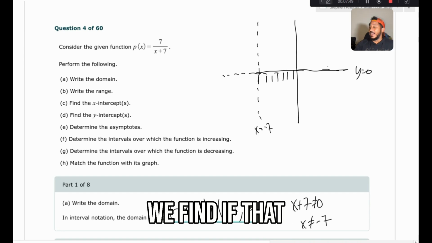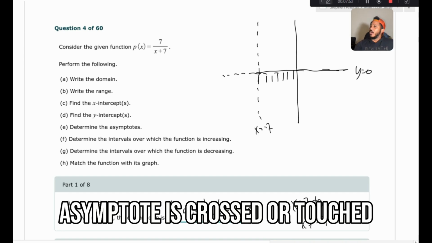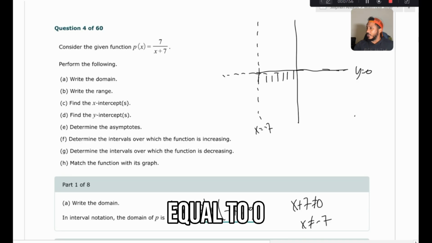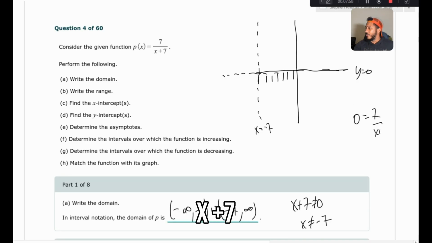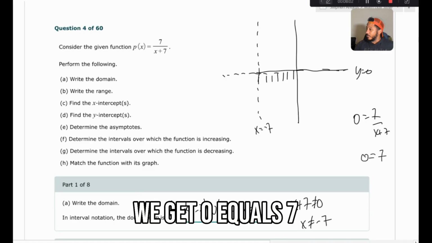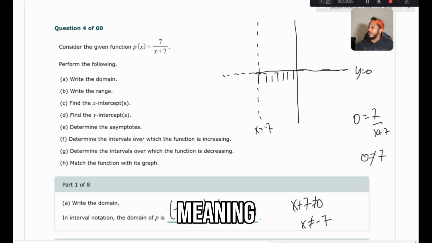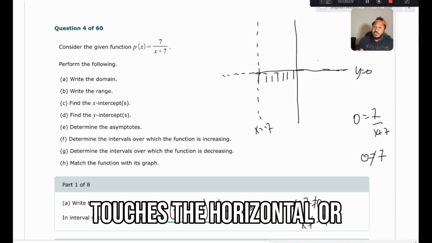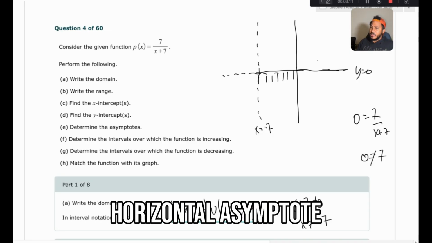And then how do we find if that asymptote is crossed or touched? We set the function equal to that and see if it's solvable, right? So like here, if I set it equal to 0, 0 equals 7 over x plus 7, but then multiplying by x plus 7 on both sides, we get 0 equals 7. And this just isn't true. Meaning there are no values where that graph is crossing or touching the horizontal asymptote. Here we don't have an oblique asymptote.